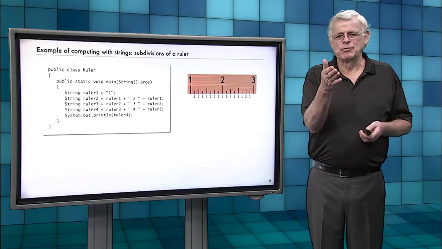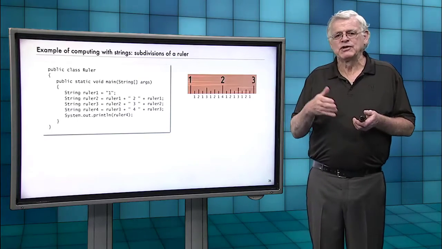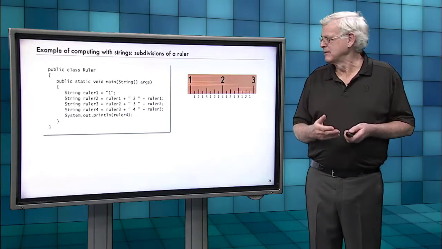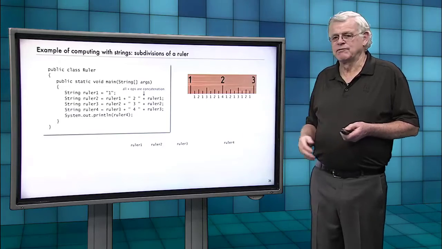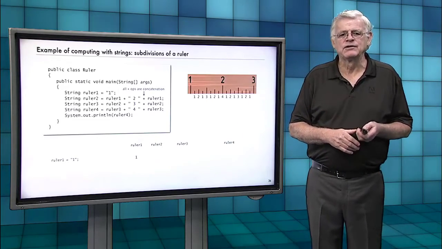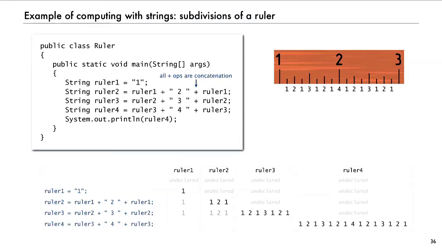And this is a really simple program that accomplishes that goal just by using concatenation to build up a big string. Now, all the operations are concatenations. And again, we can write a trace to see what this thing does. So the first thing sets ruler 1 to just the 1 string. And then ruler 2 is that 1 plus space 2 space plus another 1. And then the next one takes that string and then puts a 3 and then another copy of that string. And then ruler 4 does it to get 4. So a simple 4-line program.